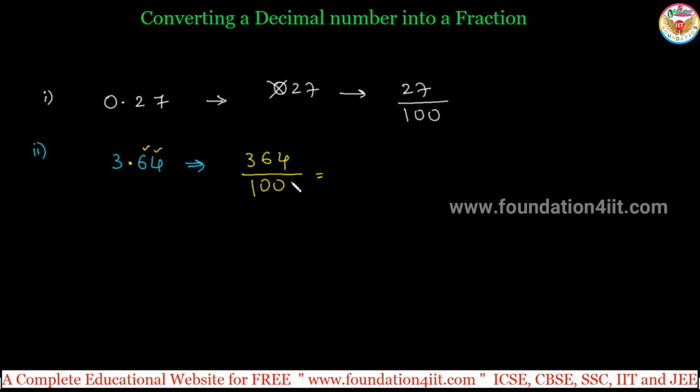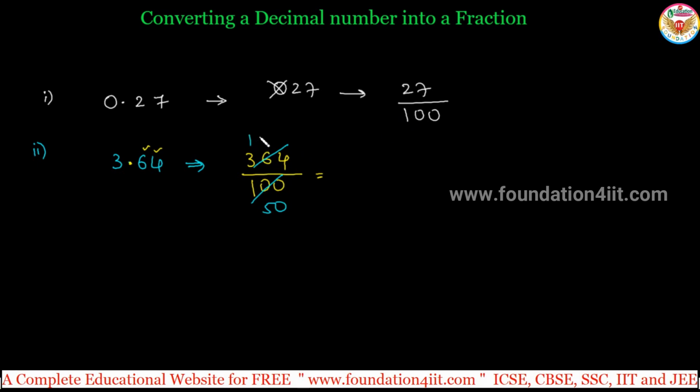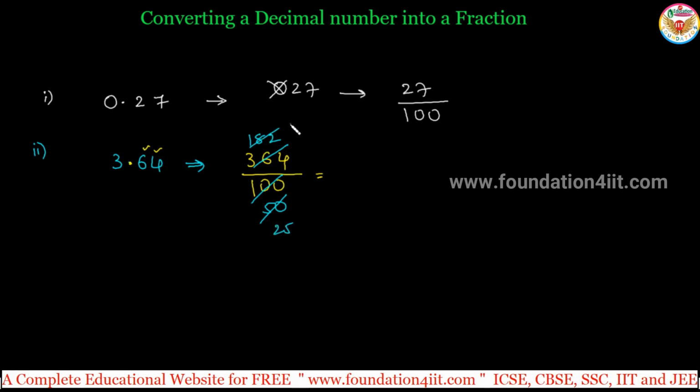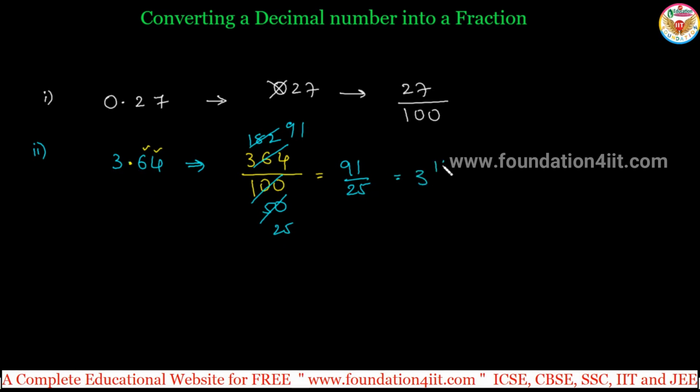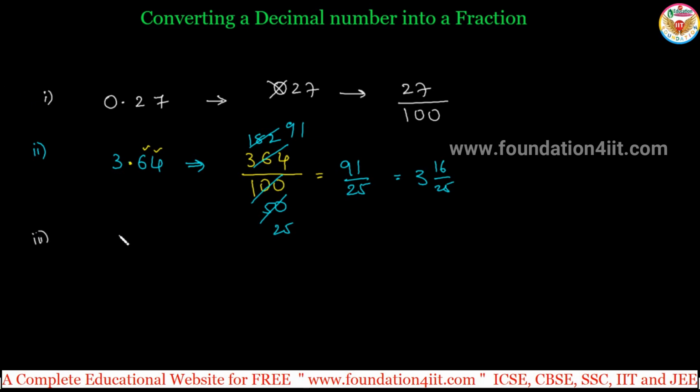364 by 100. You can simplify, cancel with the 2 table. 2 fives are 10, 0, and this is 2 ones are 2, 2 eights are 16, 182 by 50. More you can cancel, right? 2 table. 25 is 50. This is 91. So 91 by 25. The value of 3.64 is 91 by 25. You can write it in mixed fractions: 3 and 16 by 25. Okay, that is converting a decimal number to a fraction.